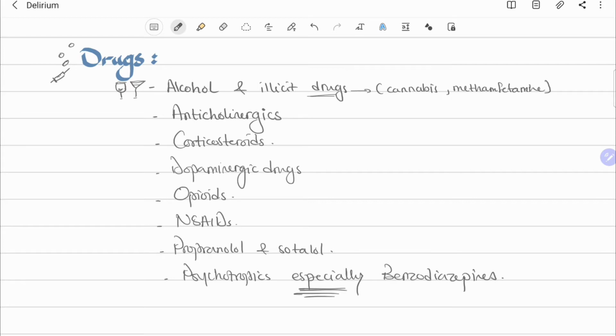There are also corticosteroids that can cause delirium, dopaminergic drugs such as levodopa, dopamine agonists, and others. Opioids can also cause delirium. Non-steroidal anti-inflammatory drugs, propranolol and sotalol, and psychotropics, especially benzodiazepines.